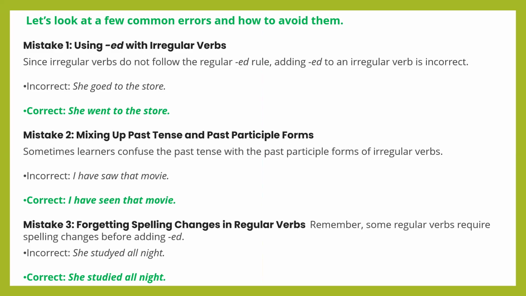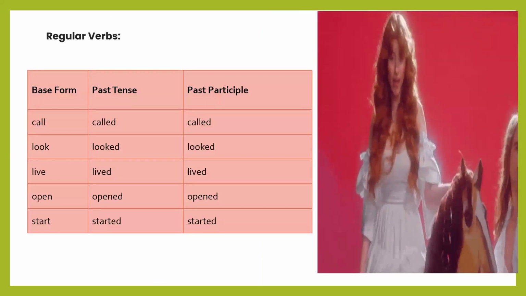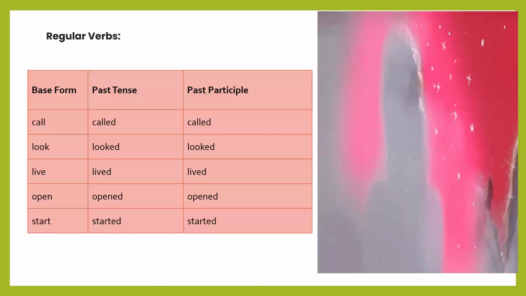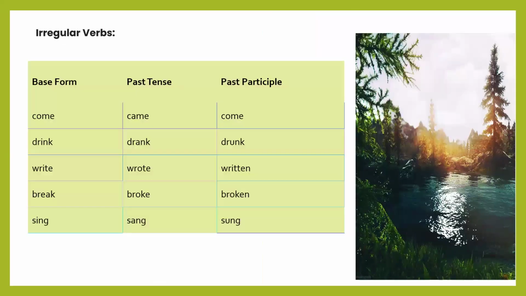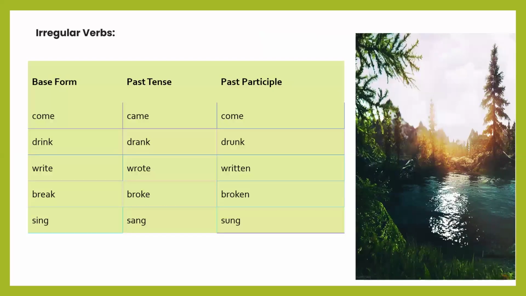She studied all night. Study, S-T-U-D-Y, and then you add ed. So there is a spelling change here: Y becomes I. So take care of the spelling changes when you are using regular verbs. These are the regular verbs: call, called, called; look, looked, looked; live, lived, lived; open, opened, opened; start, started, started. Irregular verbs: come, came, come; drink, drank, drunk; write, wrote, written; break, broke, broken; sing, sang, sung.